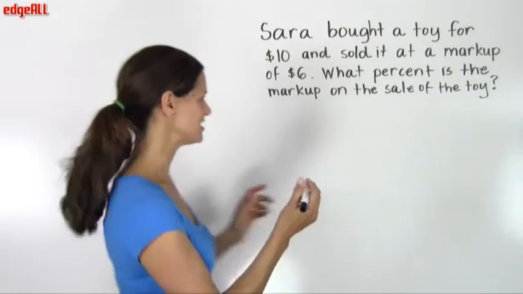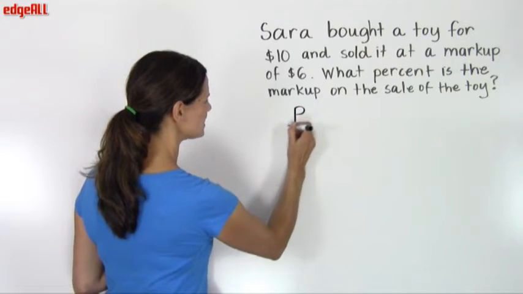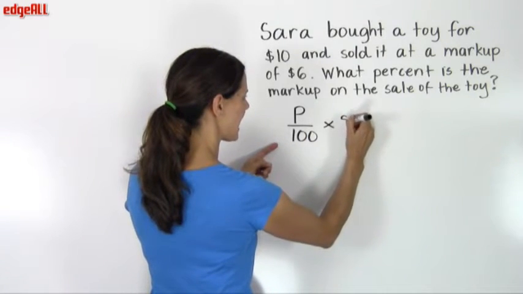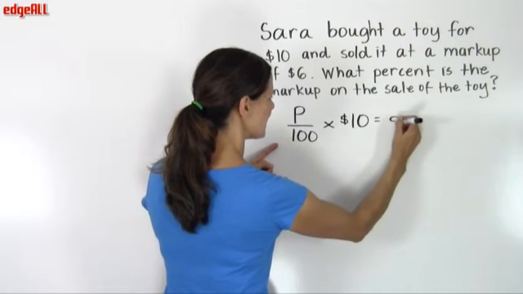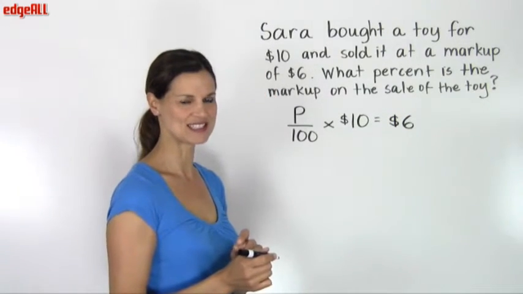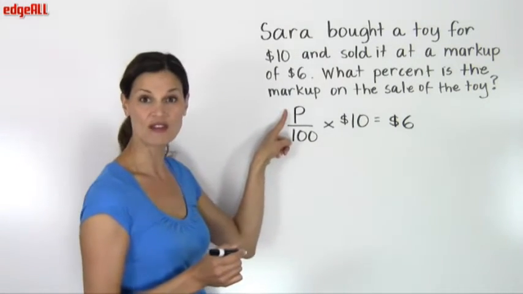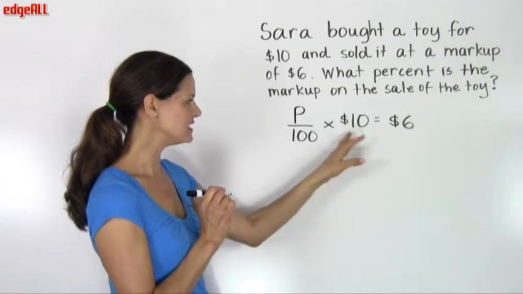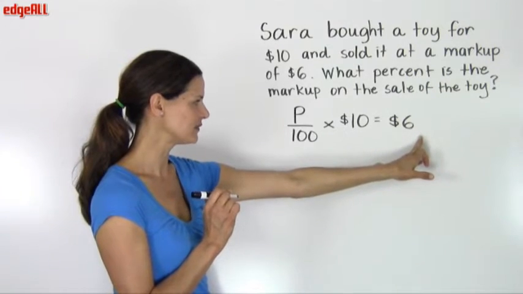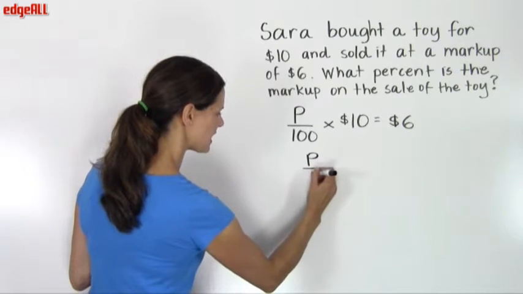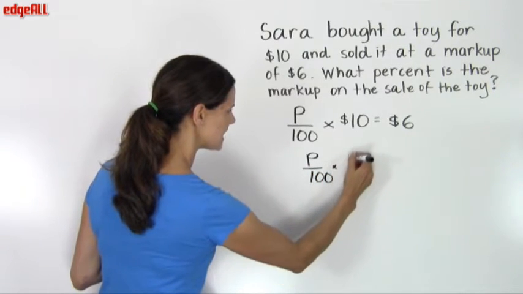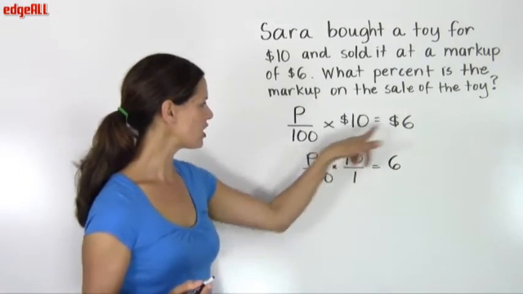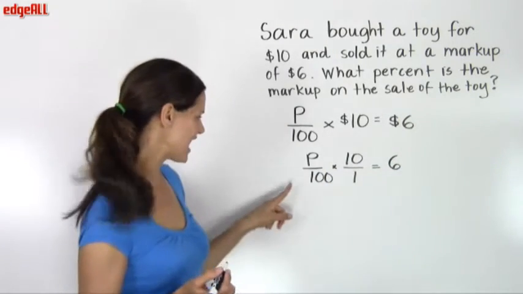So our percentage calculation is going to look like this. We want to know what percent, so what P over 100, would we multiply by $10 to get the markup of $6. And so we're now going to work on solving for P and finding out what P is that will tell us what percent of $10 equals $6. So again, like our last problem, I have P over 100, and then I can think of this as times 10 over 1 equals 6. So we'll work on it like this without our dollar signs, and then we'll find our percent as our answer.